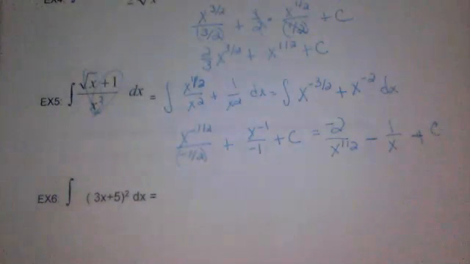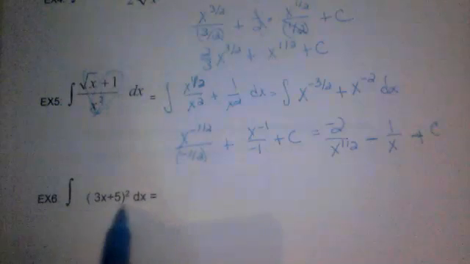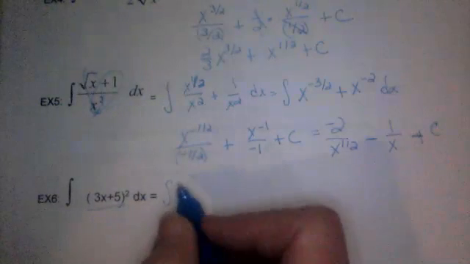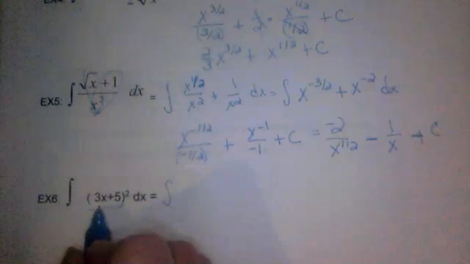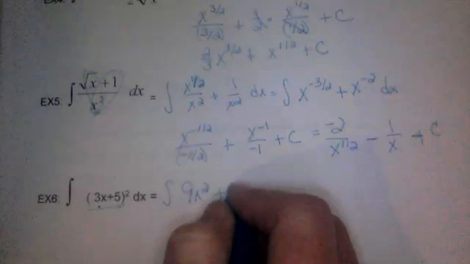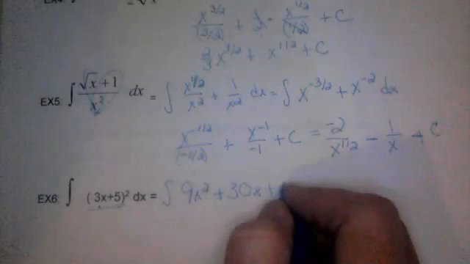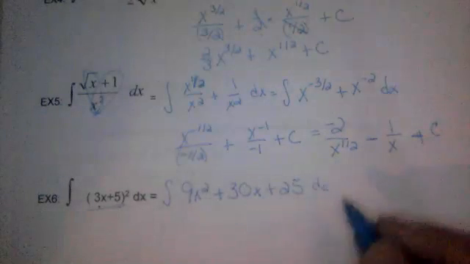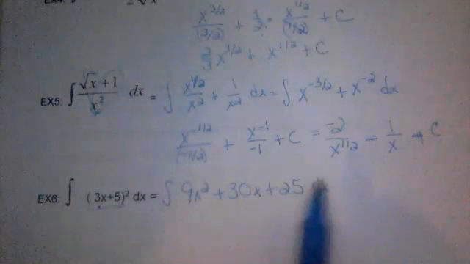All right, so number 6 here. Again, in order to use the rules that we currently have, we can only use the power rule. That's the only rule we have for our integration. So we're going to need to multiply this out so that we can integrate it. So when I have 3x plus 5 times 3x plus 5, I get 9x squared plus 30x plus 25. And then I can integrate each one of these.